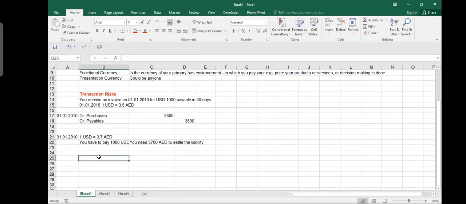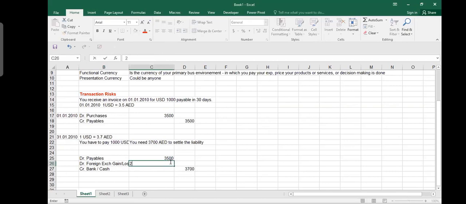So you have to settle your liability. You will say debit payable, and your payable was 3,500. But when you go to the bank and start the conversion, your bank or cash, which will be credit, the bank will take 3,700 from you. So there is a 200 difference, and that 200 is a loss. It is an expense. You can debit foreign exchange gain or loss, which you call forex gain or loss. And how much is that? That is 200. So you made a loss of 200. That's why I said that it has a cash impact. Transaction risk has a cash impact because you lost cash.